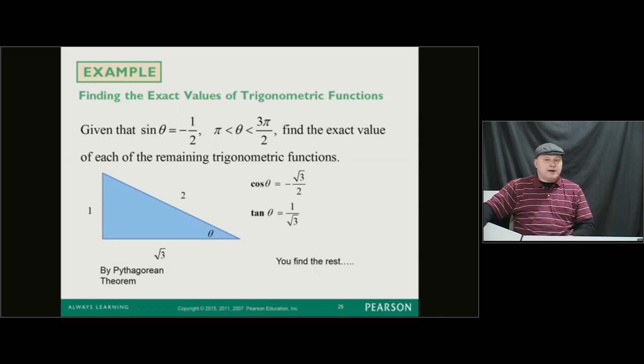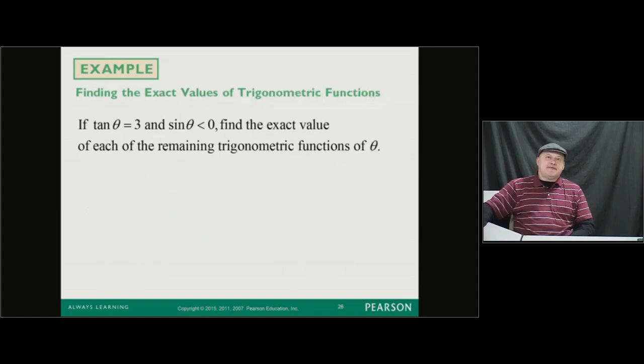Now, I want to do one more example. I'm not going to do it. I'm just going to show you what you could see. It's very similar to this example. So if you say find the exact values of the trig functions, it's not exactly the same. Okay? It says the tangent of theta equals 3 and the sine of theta is less than 0. Find the exact, so it's the same thing. Find the exact values of the rest of the trig functions.